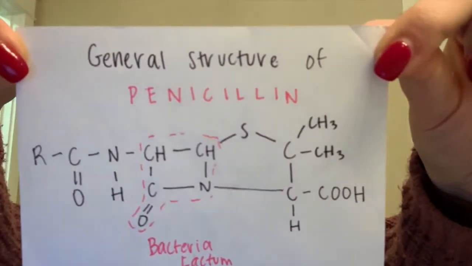Now, for you young scientists out there who are wondering, what is penicillin even made of? What about the functional groups? Hang in tight. We're about to get there. Penicillin's general structure looks something like this. The R that you see there is actually a symbol representing the continuation of the structure for each specific type of drug that comes from the class of penicillin.